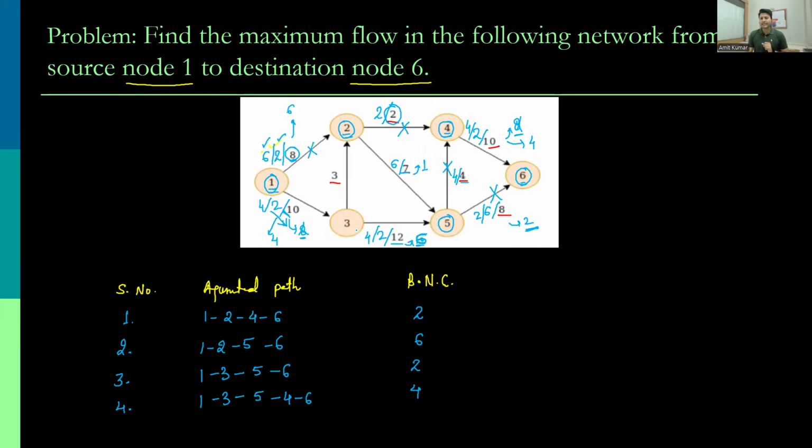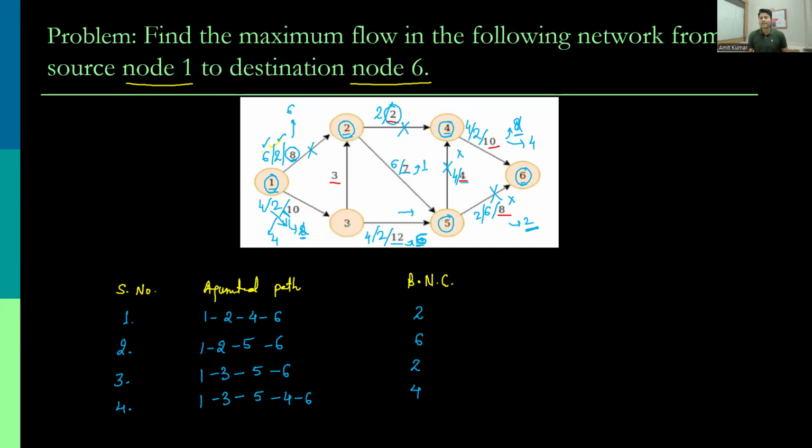So 1 to 3, yes, we can use. 3 to 5, yes, we can use. But 5 to 6, we can't use because already exhausted. 5 to 4 can't use, already exhausted. So if I'm taking this path, I'm unable to reach the destination. So leave it. Let us try to take some other path.